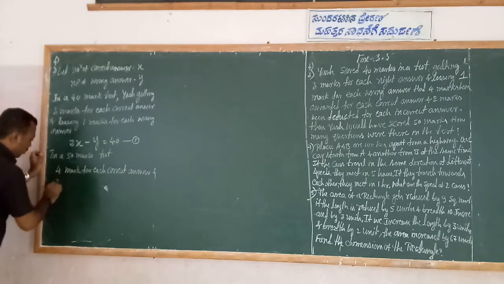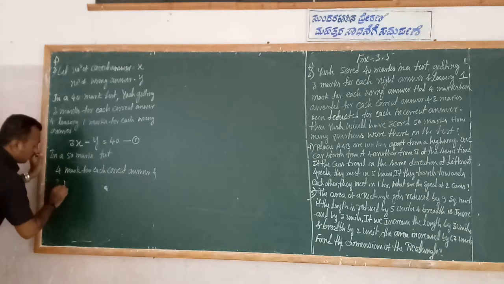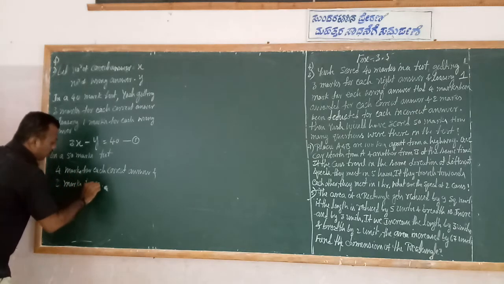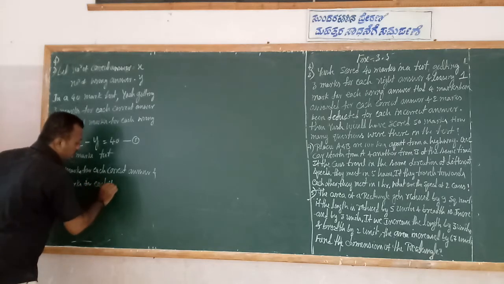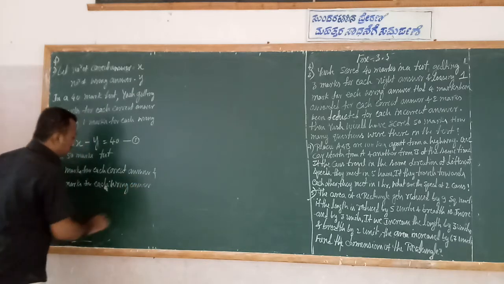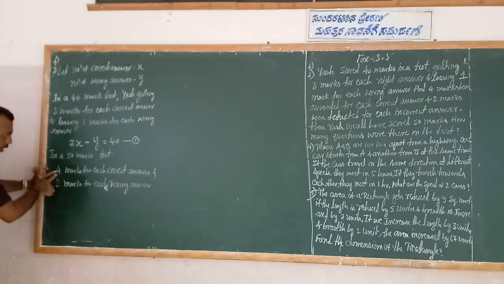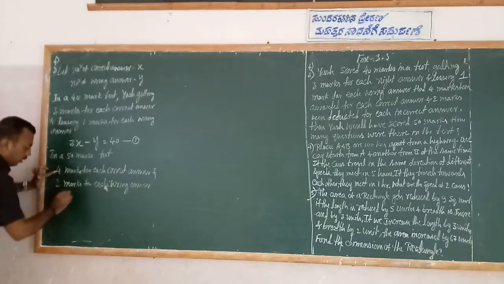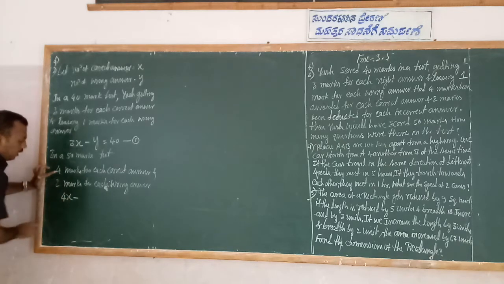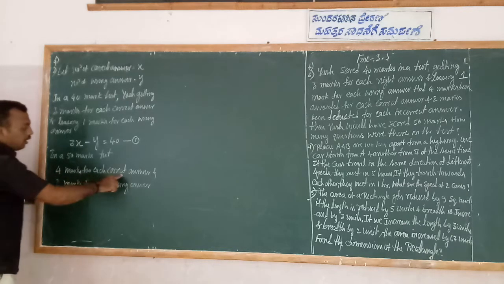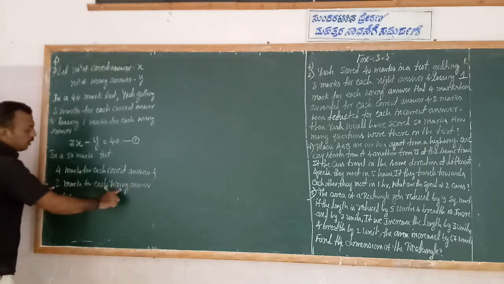And 2 marks for each incorrect answer or wrong answer. Both are the same. See how many marks he got. Each correct answer is 4 marks. 4 into how many correct answers he attended? We don't know, therefore x. Minus losing is deducted. 4 marks for each correct answer and 2 marks for each wrong answer.